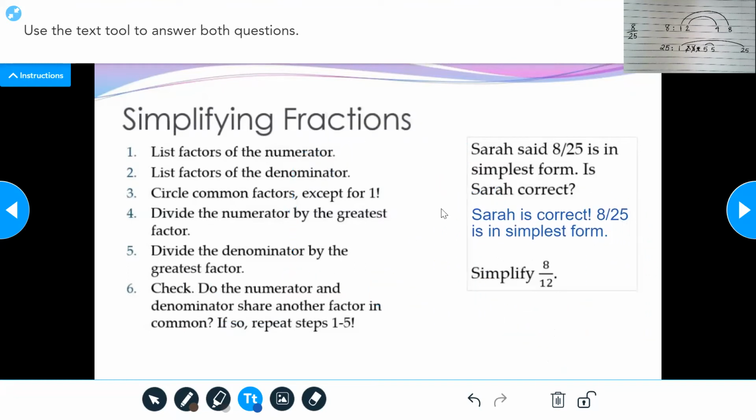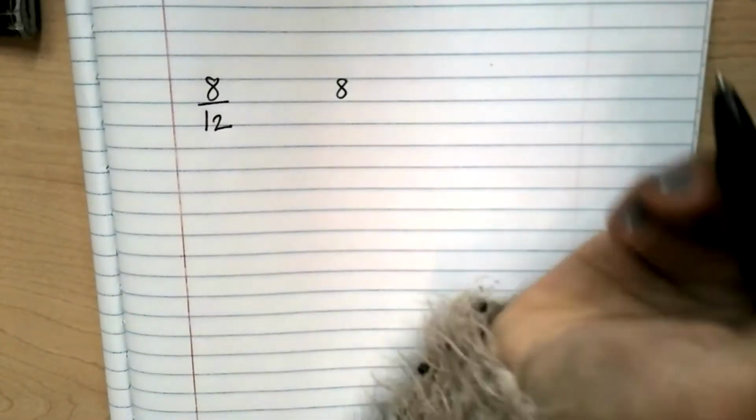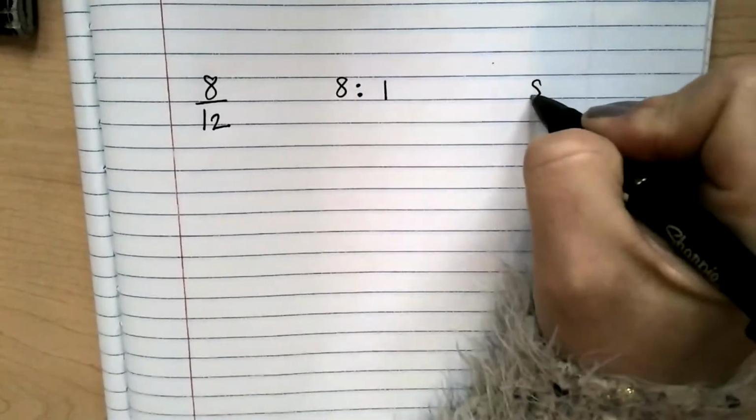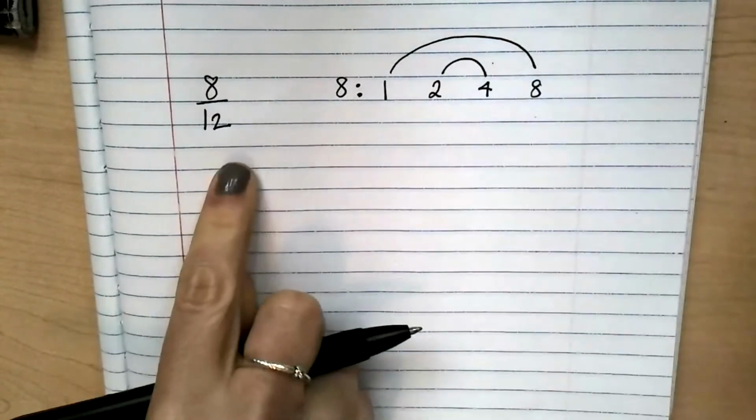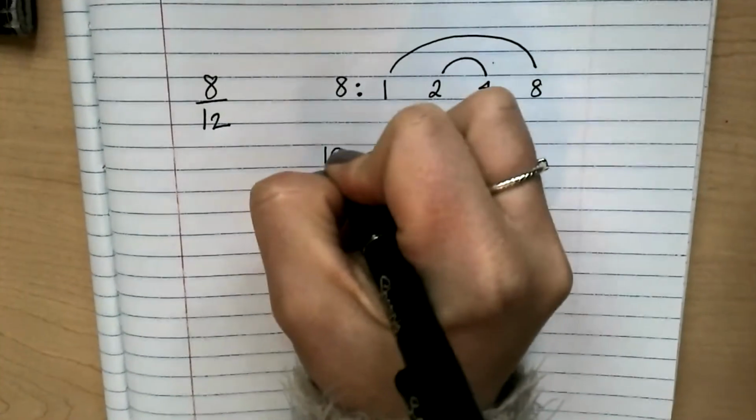There's my answer using the text tool. Okay, the next directions say simplify 8/12. So let's go ahead and do that following the 6 steps. The first thing I'm going to do is list the factors of the numerator using the factor rainbow. I've already done this, so I'm just going to repeat. Then I'm going to list the factors of the denominator.